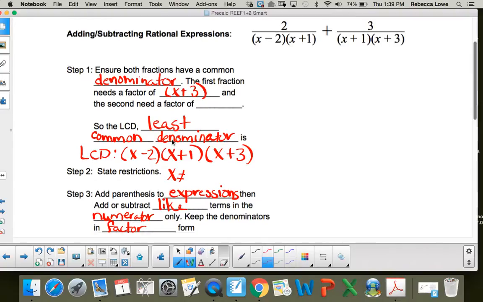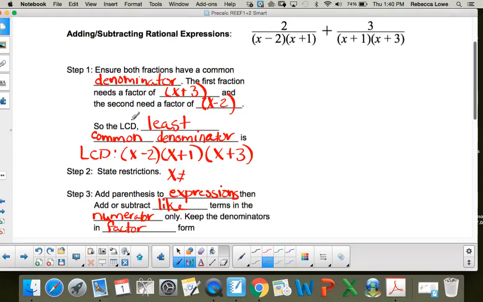So in this next problem, you see that there are 2 factors in each rational expression. And again, in order to add these, we have to have a common denominator. So you can see that these rational expressions share x plus 1. That's part of the common denominator. This one is missing an x plus 3. So the first fraction needs a factor of x plus 3. And the second fraction, this one needs an x minus 2.